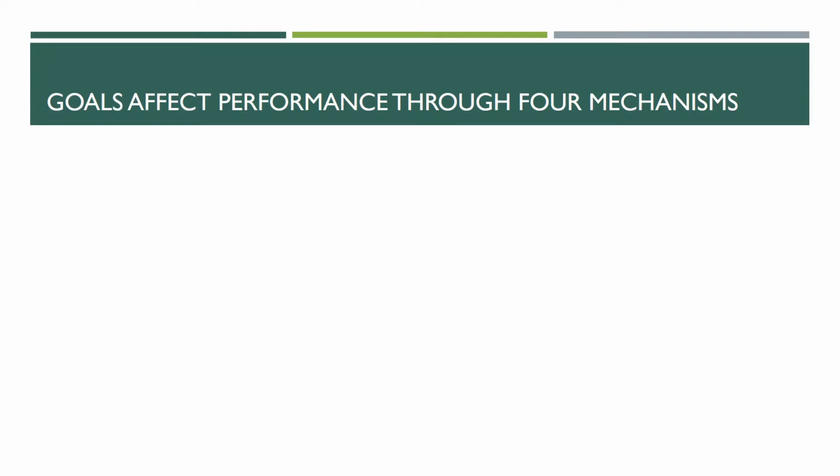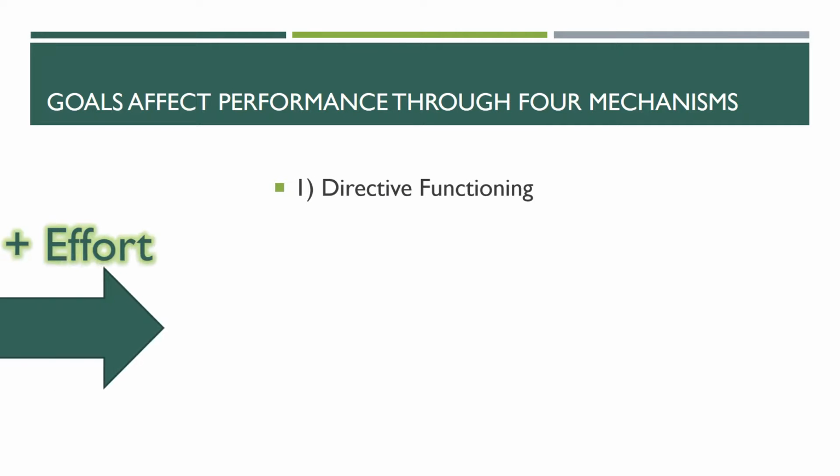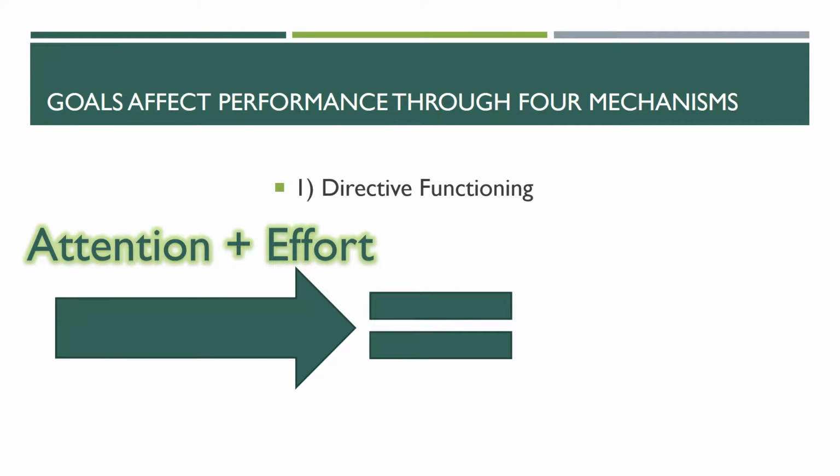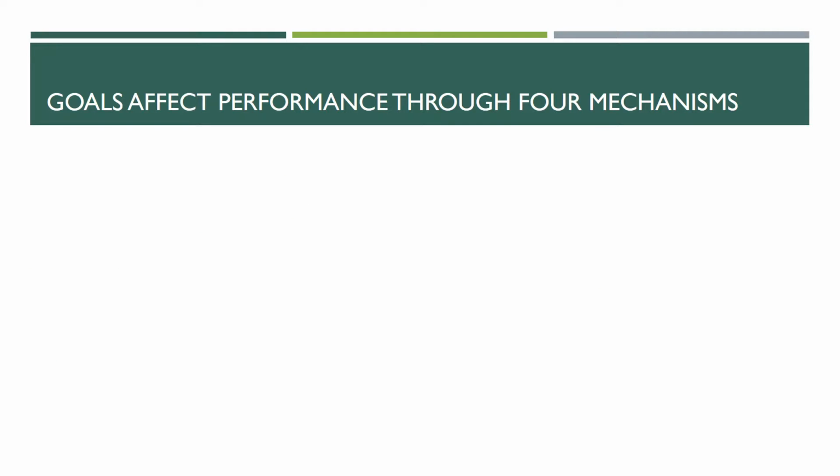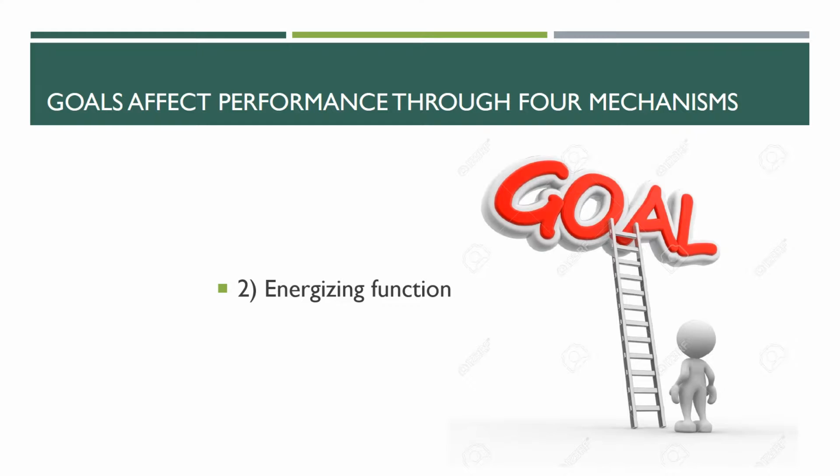Firstly, they need directive functioning. What that means is that they need attention and effort to achieve their goals without the disruptions of goal irrelevant activities. Second, goals need to have an energizing function. High goals lead to great effort in comparison to low goals.